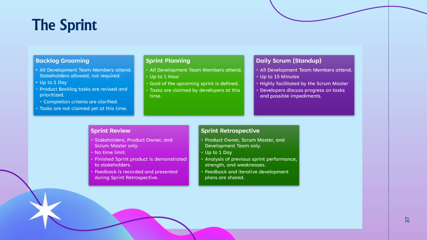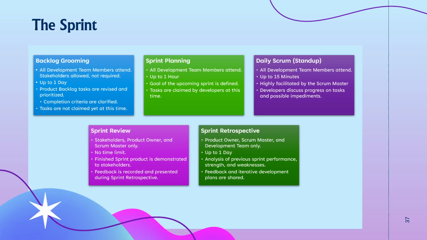You go through the backlog tasks, you revise them, you prioritize which ones are more important, and you also do the completion criteria. You say, this is what needs to get done for this task to be completed. At this time, you're not claiming the tasks for yourself. You're just working on making sure that they make sense.